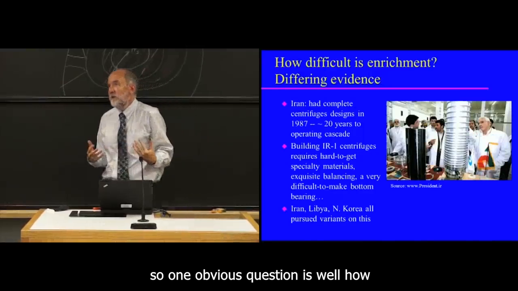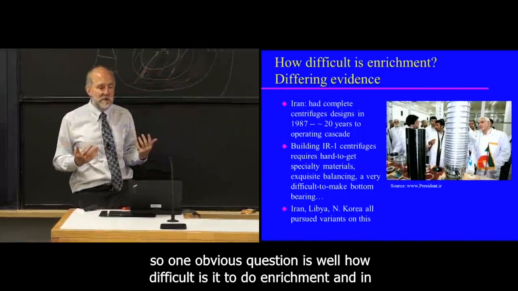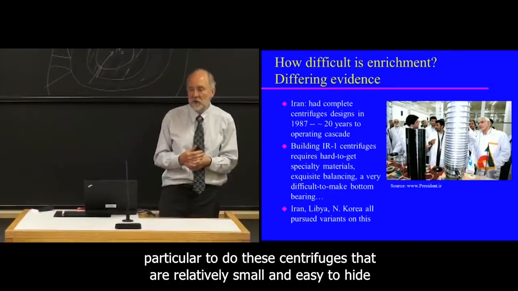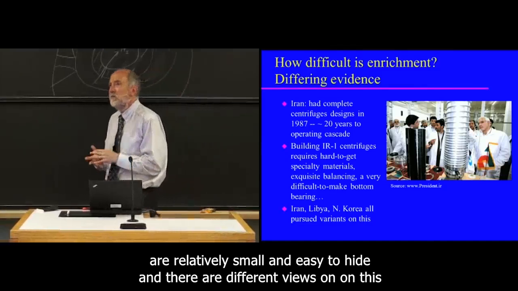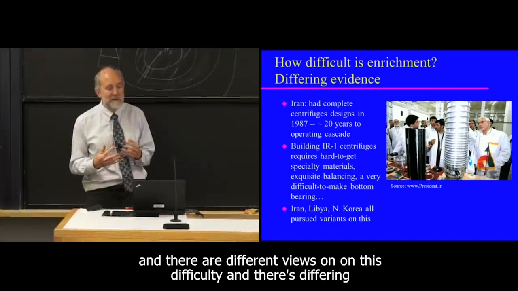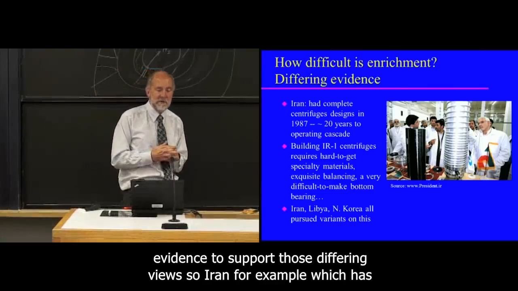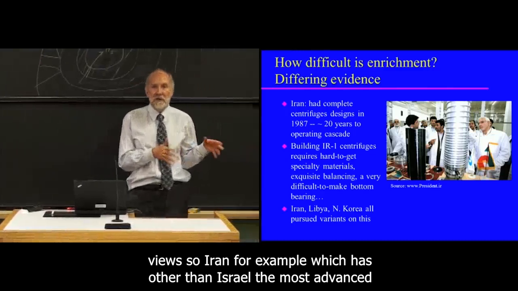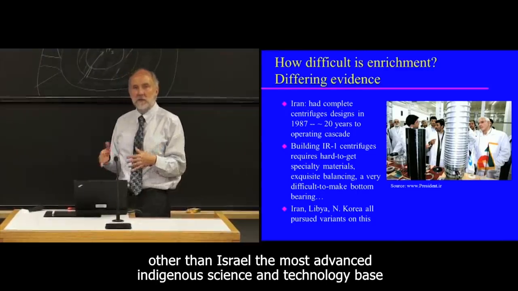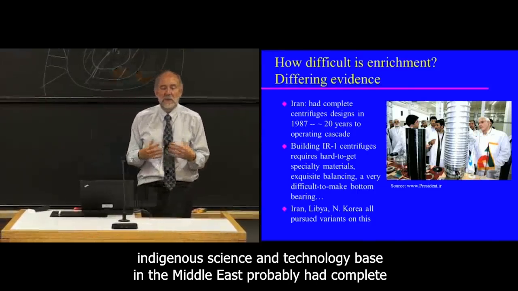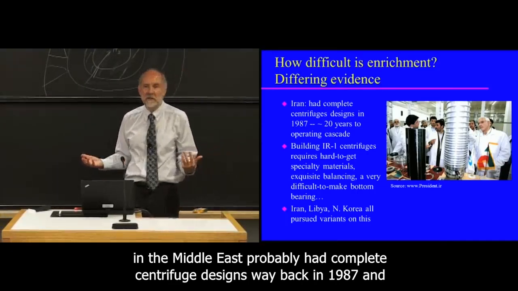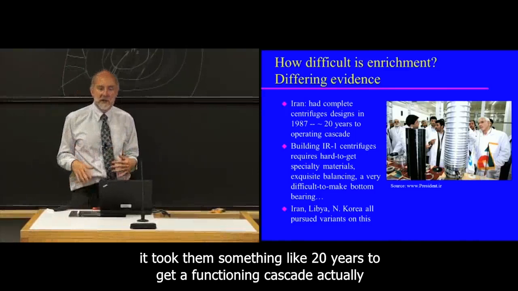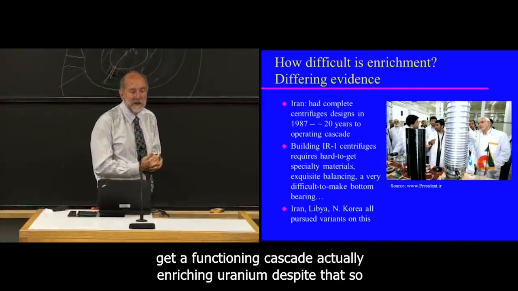So one obvious question is, well, how difficult is it to do enrichment? And in particular, to do these centrifuges that are relatively small and easy to hide. And there are differing views on this difficulty, and there's differing evidence to support those differing views. So Iran, for example, which has, other than Israel, probably the most advanced indigenous science and technology base in the Middle East, had complete centrifuge designs way back in 1987. And it took them something like 20 years to get a functioning cascade actually enriching uranium, despite that.